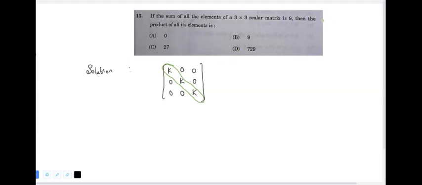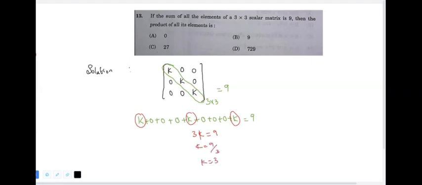So here it is given a scalar matrix, 3 by 3, where the sum of all elements is equal to 9. So here we have to take the sum of all the elements, that will be k plus 0 plus 0 plus 0 plus k plus 0 plus 0 plus 0 plus k. So I have here 3 k's, k, k and k. So it will be 3k is equal to 9. So k will be 9 by 3, so k will be 3. So here we found the value of k is equal to 3.